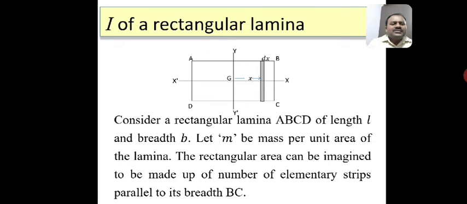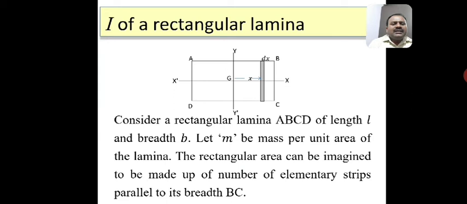Now there are two axes in the plane of the lamina. One axis is y dash, which is perpendicular to its length and passing through the center. Another axis, x dash axis, which is passing through the center and perpendicular to its breadth. First, let us try to calculate the moment of inertia of the lamina about y dash axis.